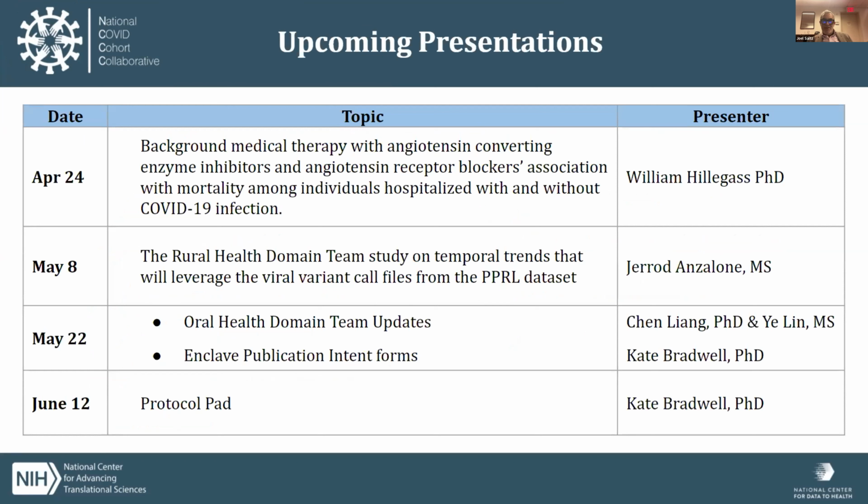Background medical therapy with angiotensin converting enzyme inhibitors and angiotensin receptor blockers: association with mortality amongst individuals hospitalized with and without COVID-19 infection. The Rural Health Domain Team study on temporal trends leveraging viral variant call files from PPRL data set, oral health team updates, enclave publication intent forms and protocol pads. And a number of us are off pulling together real world data talks as well. Next slide, please.